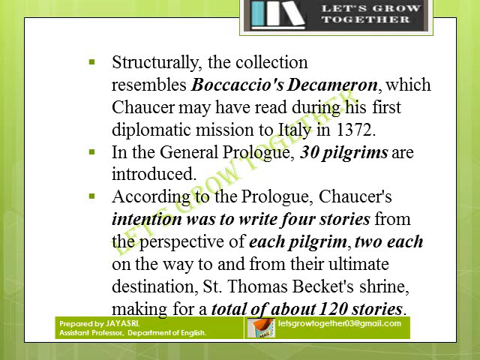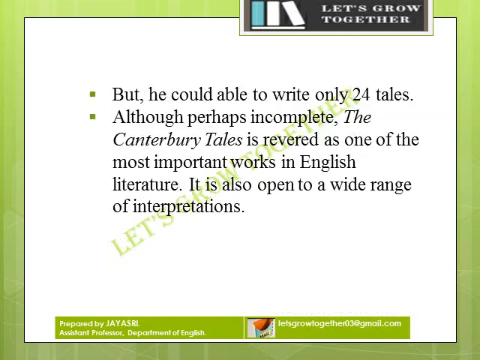According to the prologue, Chaucer's intention was to write 4 stories from the perspective of each pilgrim, 2 each on the way to and from their ultimate destination, St. Thomas Becket's shrine, making for a total of about 120 stories. But he was able to write only 24 tales. Although perhaps incomplete, the Canterbury Tales is revered as one of the most important works in English literature. It is also open to a wide range of interpretations.